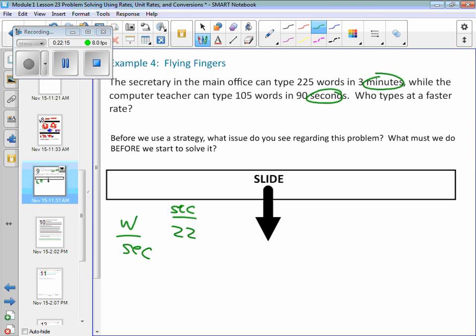225 words. 3 minutes is how many seconds? That you got to be able to do in your head. 3 minutes is how many seconds? Go. 180. I'm going to do the second one. Words over seconds. 105 over 90.